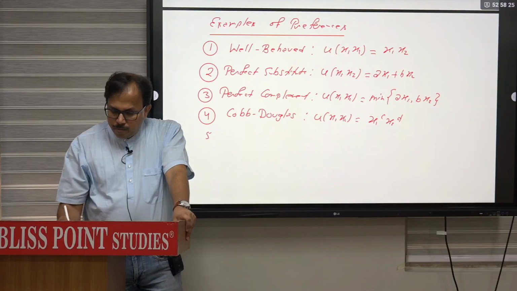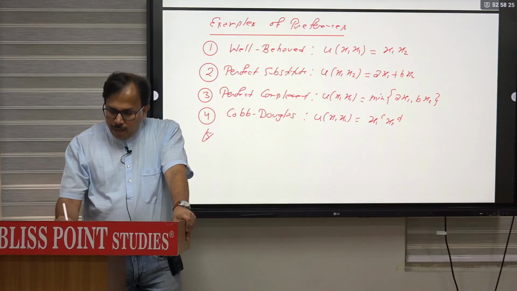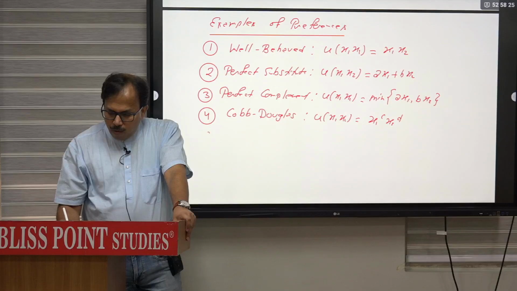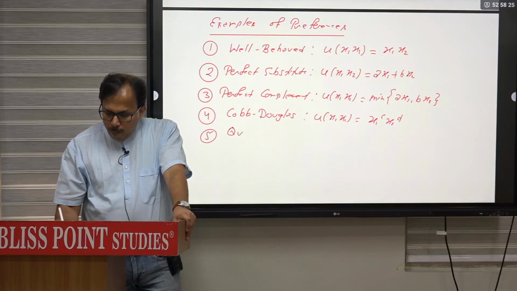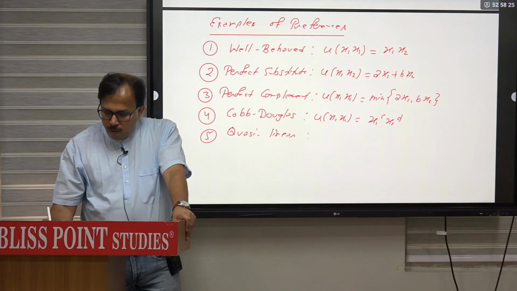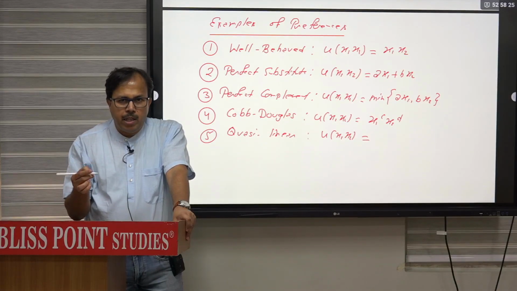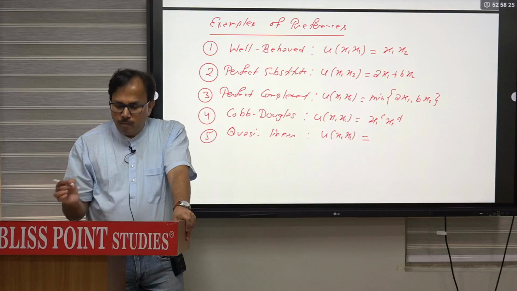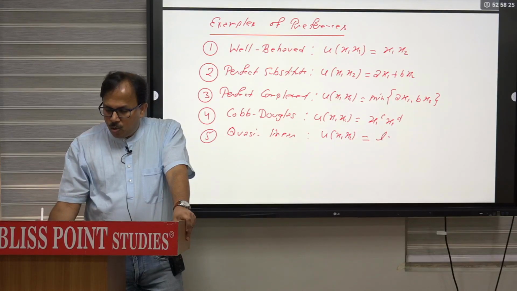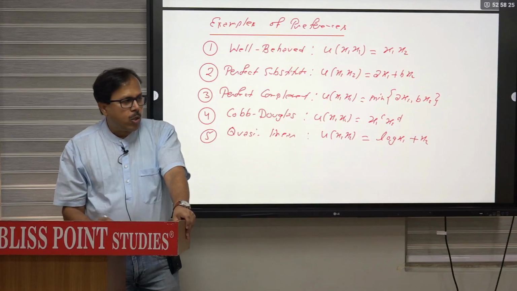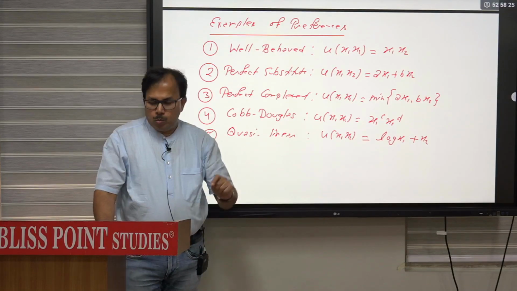Fifth, function may be written as quasi-linear. Utility from x1 x2 is equal to quasi-linear means one is linear, other is non-linear. But what is the meaning of linear and what is the meaning of non-linear? We will elaborate, but function could be written in that case as log x1 plus x2, or it could be written as root x1 plus x2.